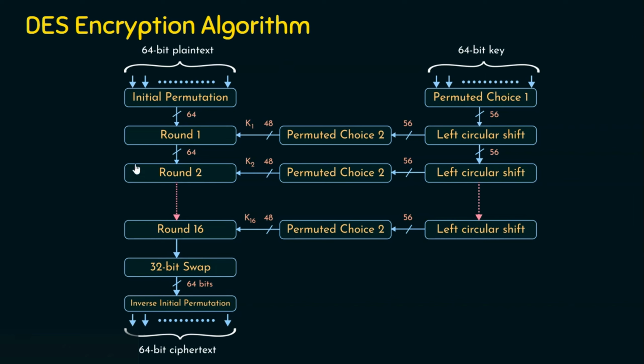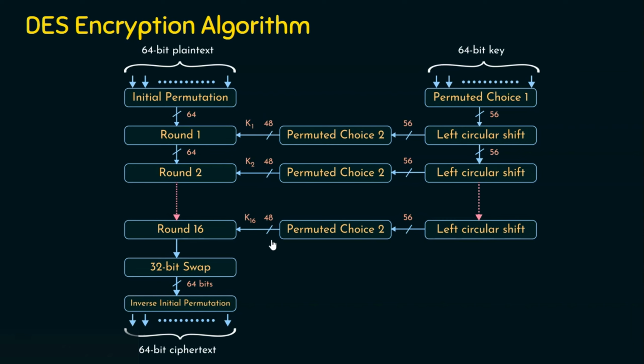And if you see here, there are 16 rounds, and as I already mentioned, for each round we need round keys and the size of the round key is 48 bits. So K1 is the round key for round 1, which is 48 bits. Similarly, K2 is the round key for round 2, which is also 48 bits. Likewise, we have 16 round keys and K16 is the round key for round 16, which is also 48 bits.